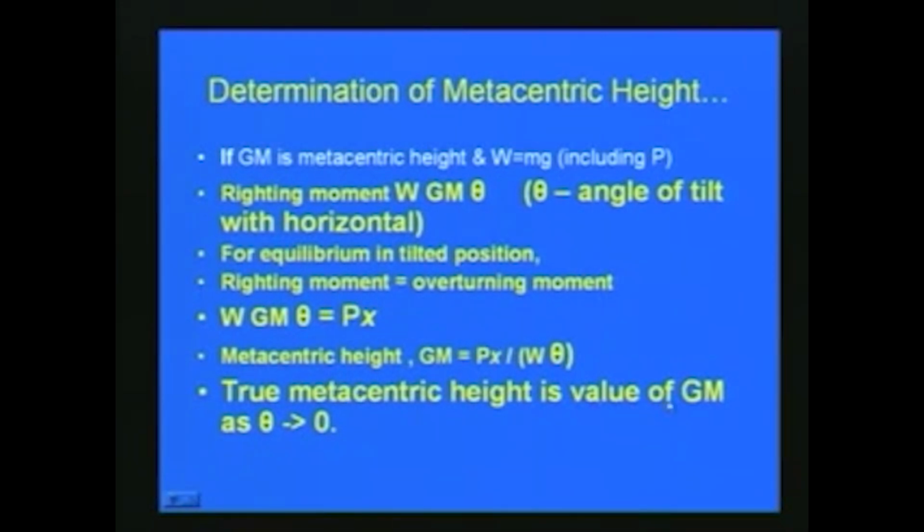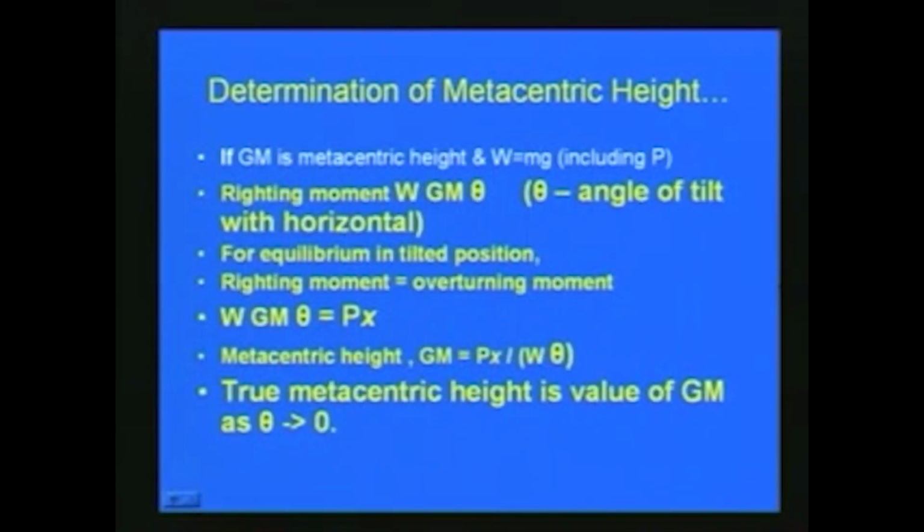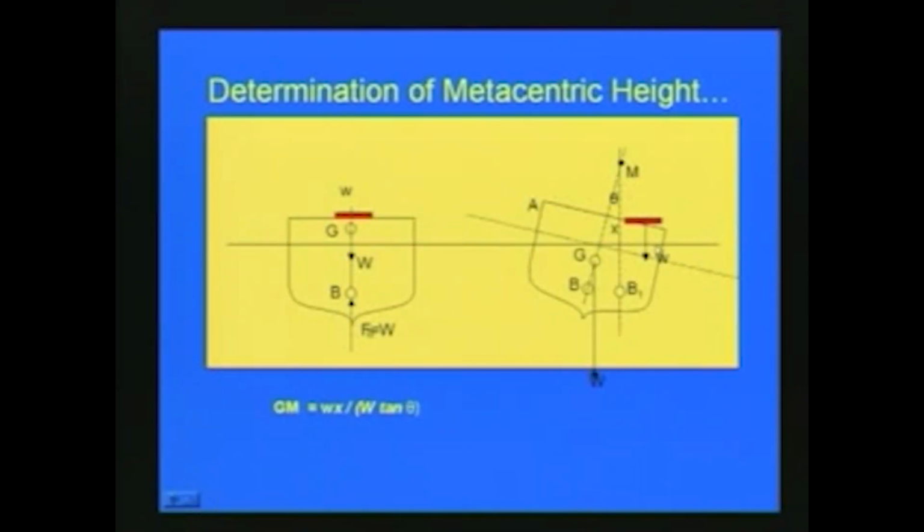The true metacentric height is the value of GM as theta tends to 0. Here you can see that as theta tends to 0, W is the weight of the floating body, and the small w is equal to P. So this will be the true metacentric height, the value of GM as theta tends to 0. For small theta, this derivation is valid.